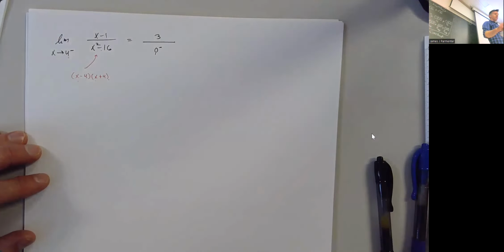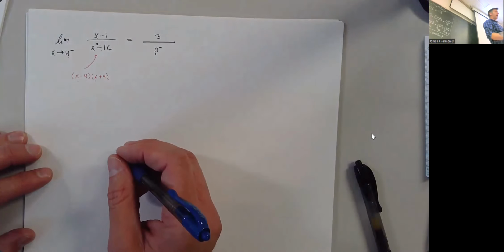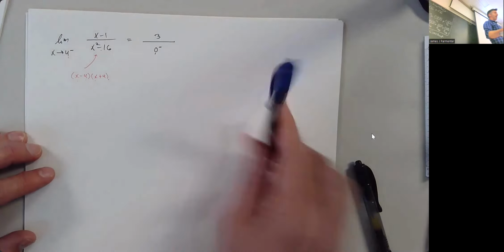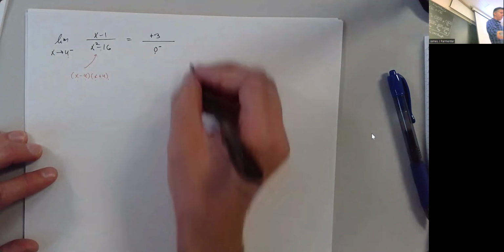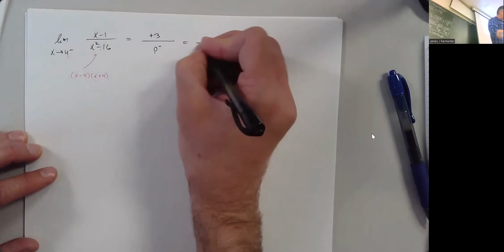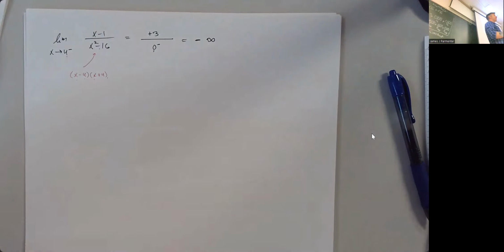So then, is my overall sign positive or negative? Negative, because I have a positive divided by a negative, right? If it helps, write that as a plus 3. And then, oh, that's going to be negative infinity. So when you have limits like this, non-zero divided by 0, if they're one-sided, your answer is always going to be either infinity or negative infinity.